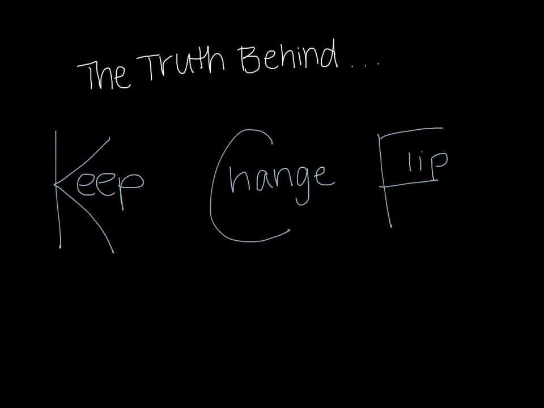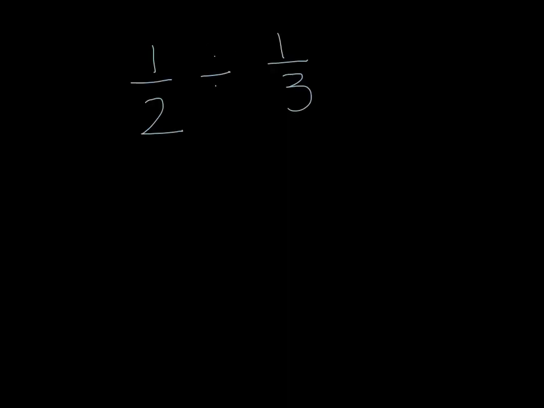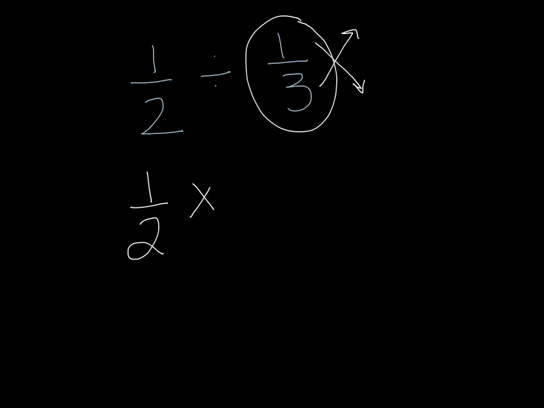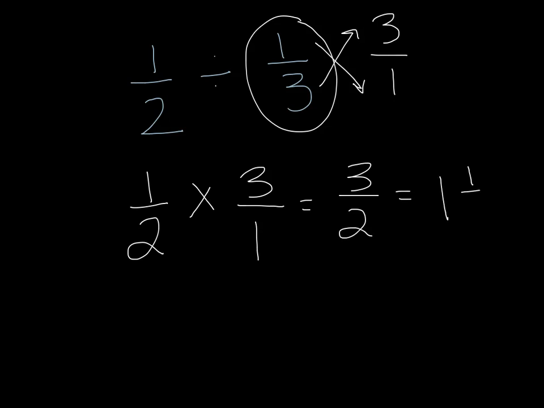Say you have a division expression with fractions. For example, 1/2 divided by 1/3. We know that if we keep the 1/2, change the operation sign to its inverse, so in this case divide would change to multiply, and flip the fraction in the divisor, or change it to its reciprocal, which would be 3/1, we can multiply straight across to get the answer. 3/2 or 1 1/2.